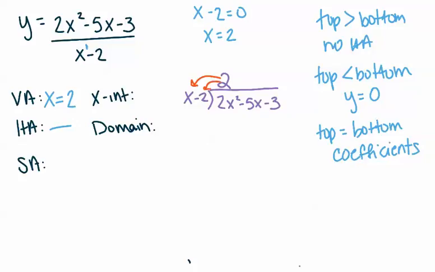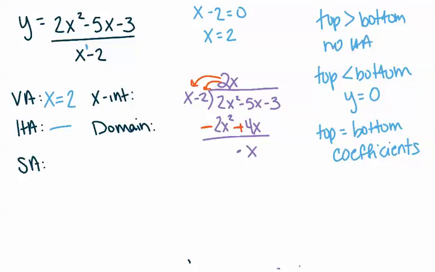So 2 times x, that's a 2x squared. We need those to match. 2 times negative 2 is going to be a negative 4x. Now the next thing we do is we subtract. And when we subtract all this, what's really going to happen is we're changing these signs. So 2x squared minus 2x squared is going to be 0. That will always happen. Negative 5x plus 4x is a negative x.